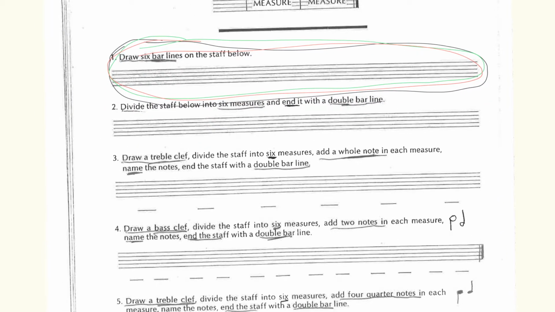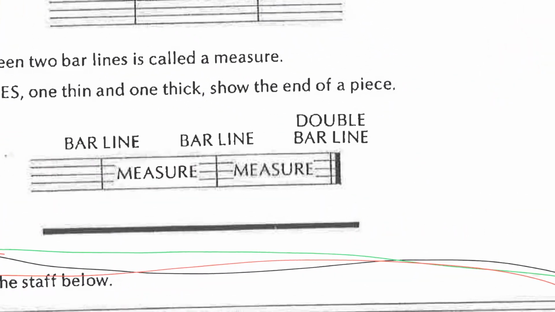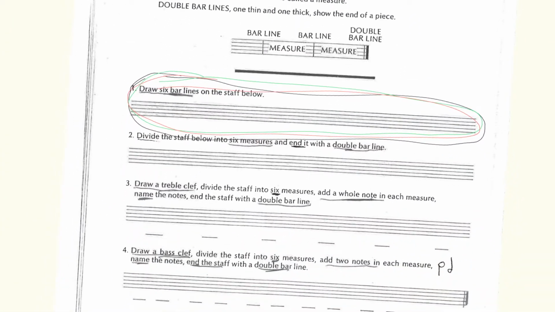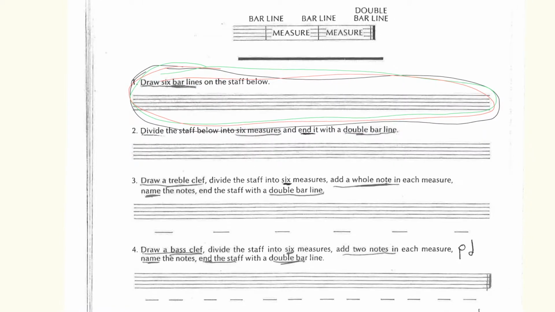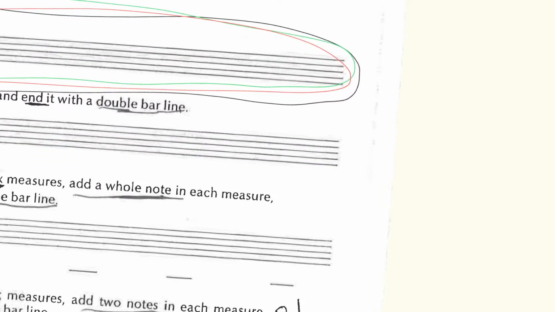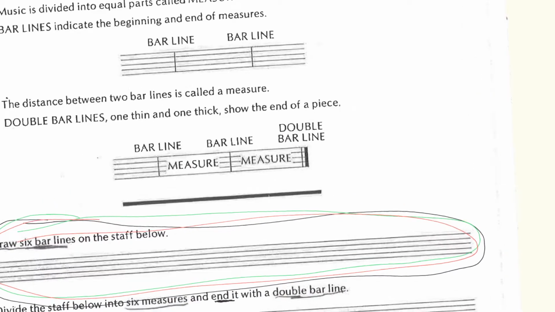On the next one, it says divide the staff below into 6 measures and end it with a double bar line. So remember, back up here, a double bar line has a thick and a thin one. So for number 2, 6 measures, end it with a double bar line. The double bar line has to go on the end, just like it is up here.